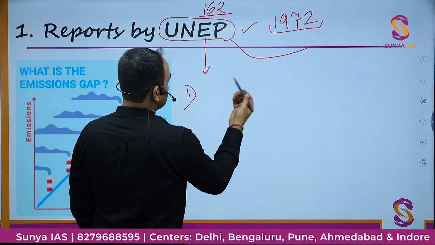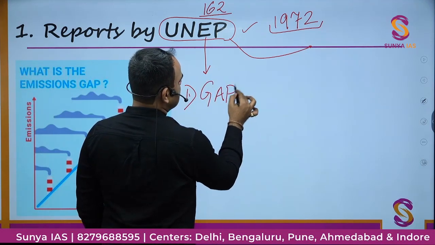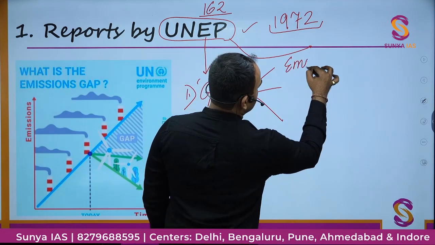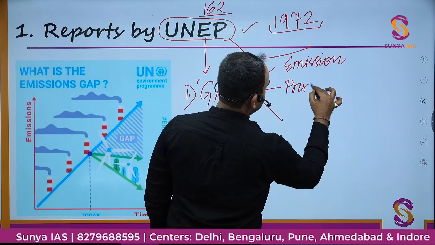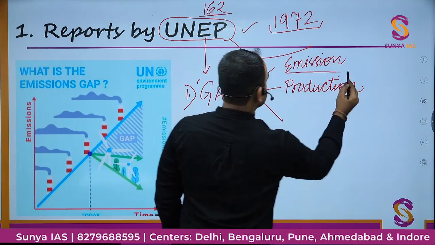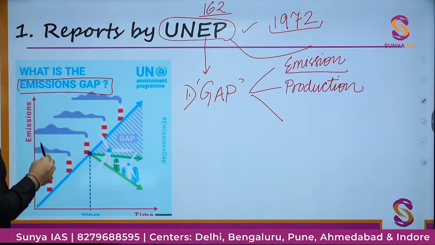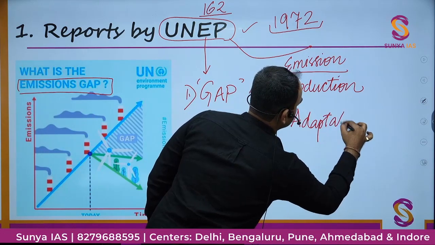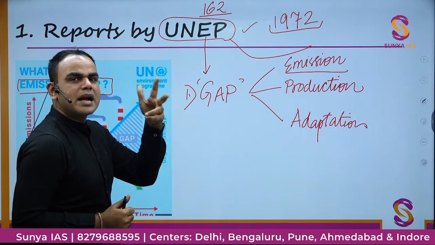One good way to understand is the reports which have the word gap, okay? There are 3 reports which have this word. One is the emission gap report, then you have the production gap report, and the last is the adaptation gap report. So: emission gap report, production gap report, adaptation gap report.